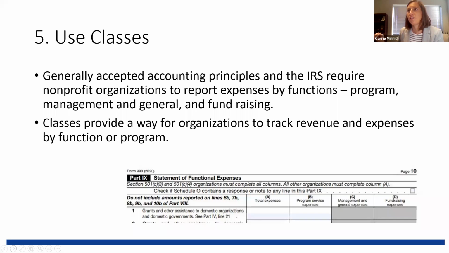Another tool within QuickBooks to properly track different transactions for different programs is the use of classes. Both the IRS and generally accepted accounting principles require this. So if you have an audit, review or compilation done at the end of the year, and also if you file your 990, you are going to have to report your expenses into 3 functions: program, management and general, and fundraising. So classes really provide a good way for organizations to track these revenues and expenses within QuickBooks.